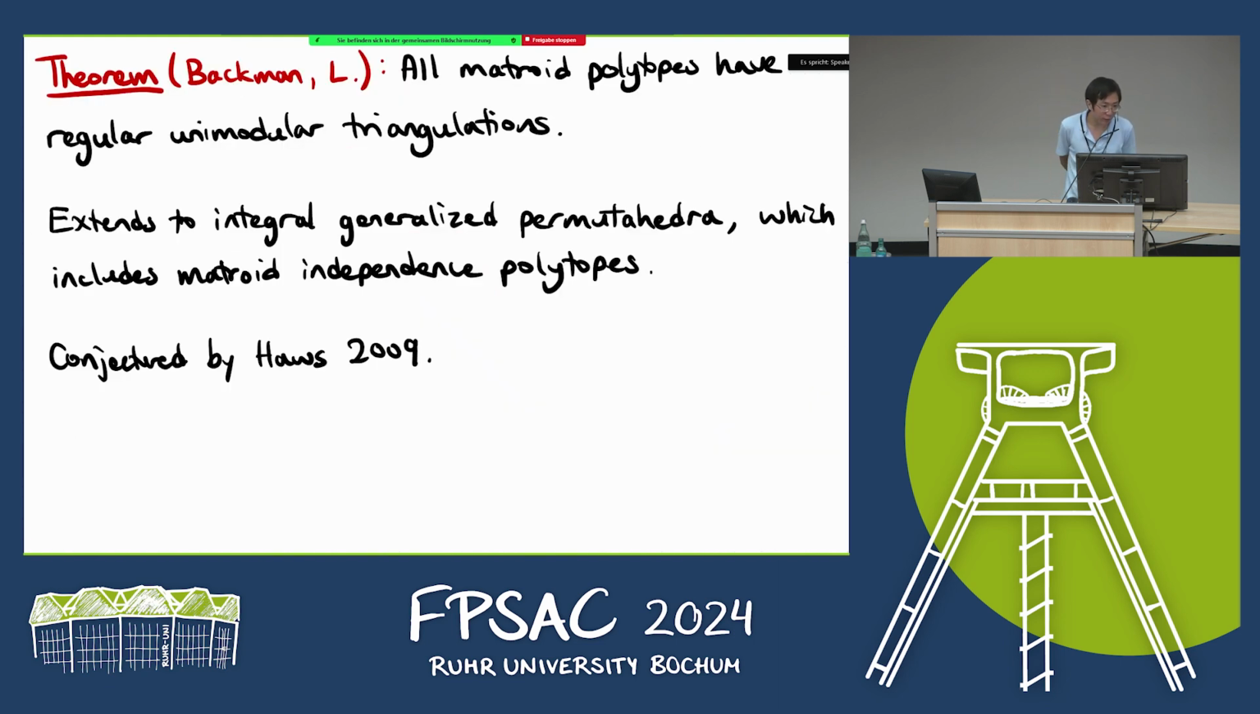Now I can get to the main theorem of the talk. We saw that positroids have unimodular triangulations, but in fact, all matroid polytopes have regular unimodular triangulations. I'll get to what regular means later. You can extend this theorem to general integral generalized permutahedra, which includes, up to affine equivalence, matroid independence polytopes. This was conjectured by Haws in his 2009 thesis.